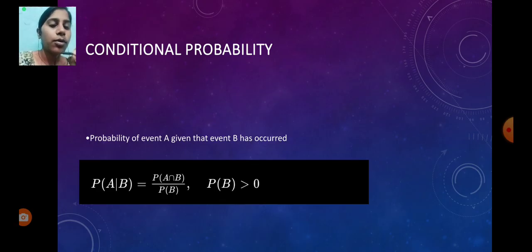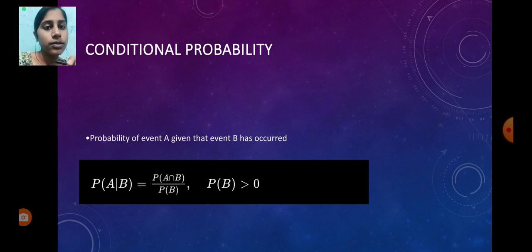Conditional probability is the main concept in probability. It is only defined when event A is given and B has occurred. Then conditional probability is verified. That is, probability of A given B is equal to probability of A intersection B divided by probability of B. The number in the denominator cannot be 0, so probability of B is greater than 0.